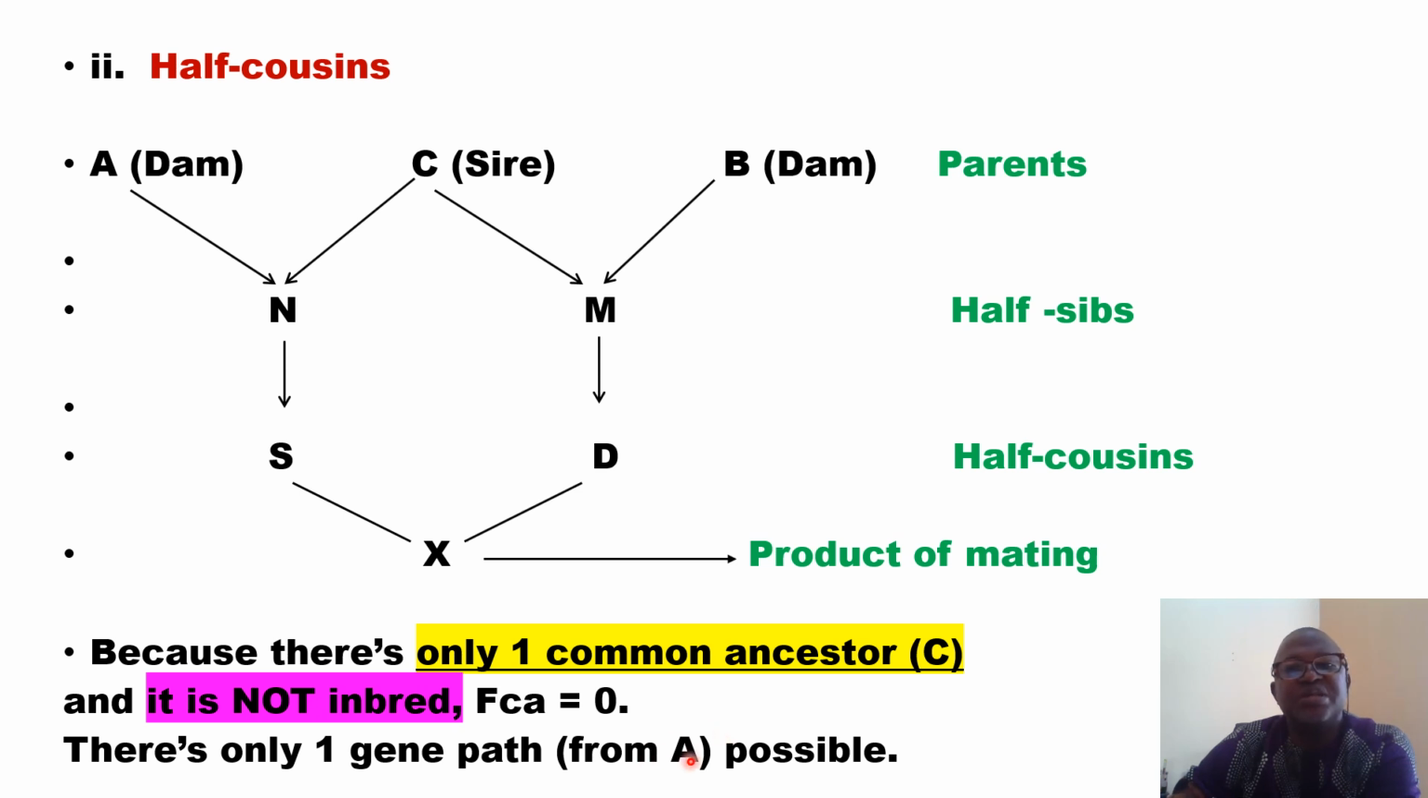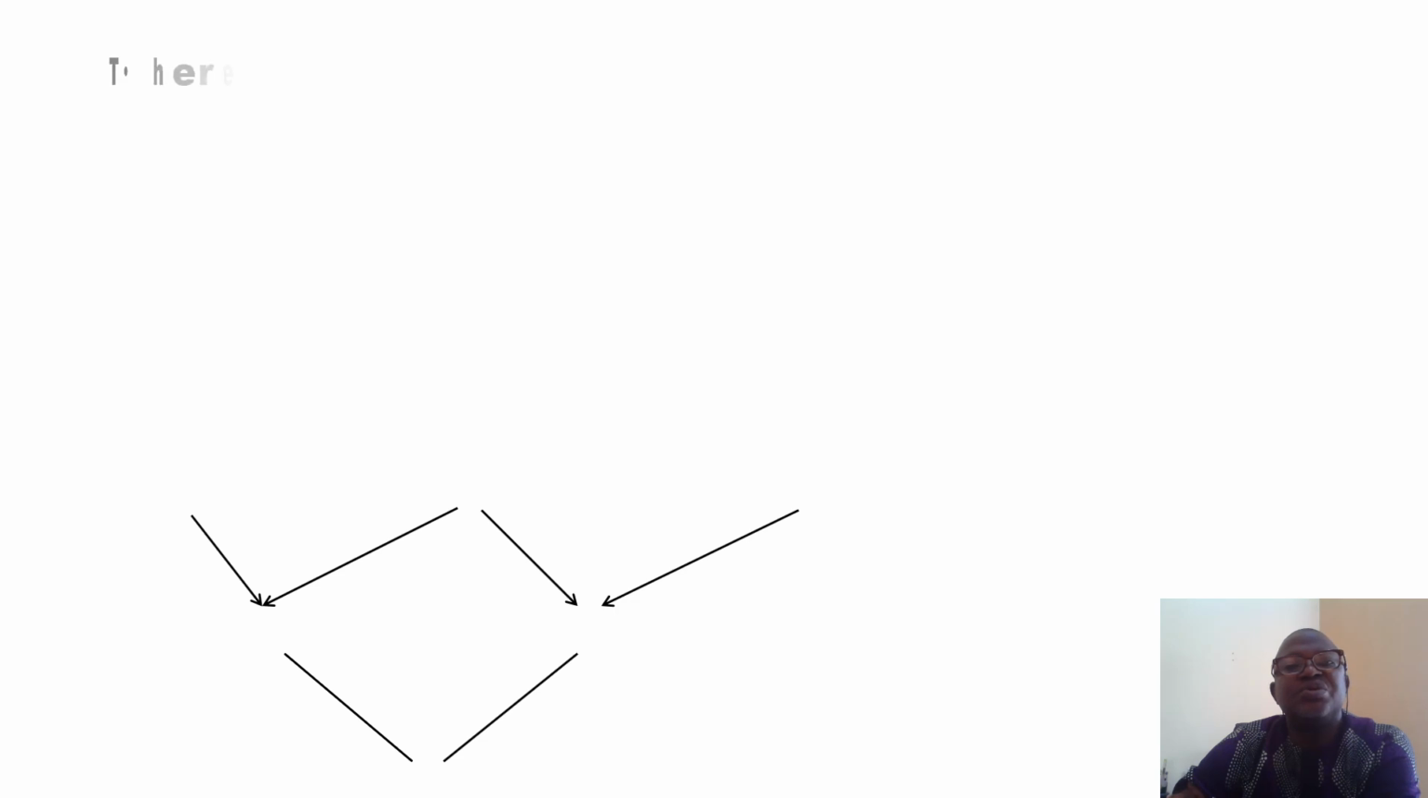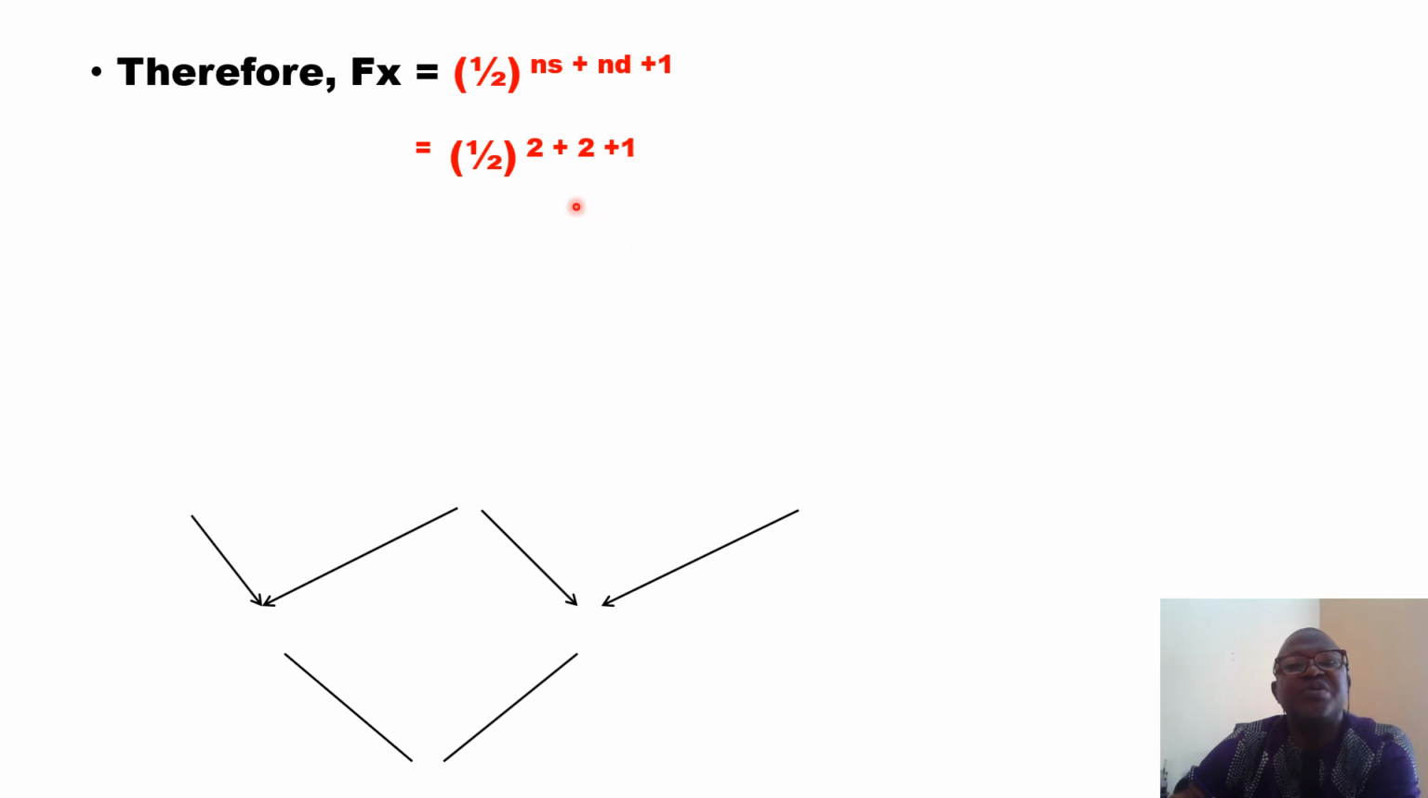Okay, this is a mistake. It's supposed to be from C. So, therefore, the formula changes to this. And if we do that, it's going to be half to the power of 2 plus 2 plus 1, and then that will be half raised to the power 5, and that will be 1 over 32, or 0.03125.